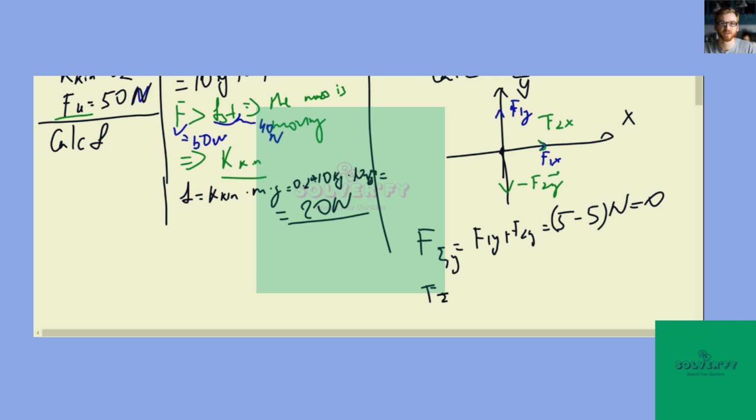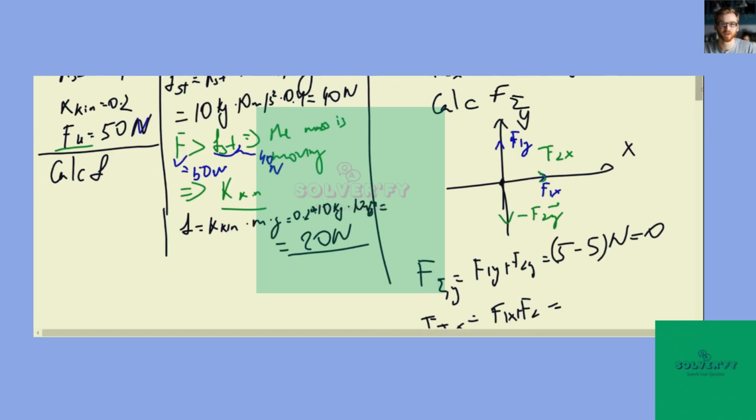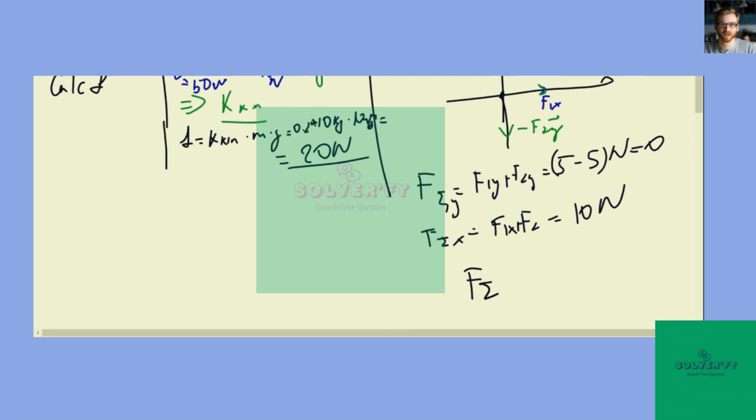And the x component of the total force equals F1x plus F2x, which is 10 newtons. So therefore, the total force exerted on this object is 10 newtons, and it's parallel to the x-axis. So that's the solution of this problem.